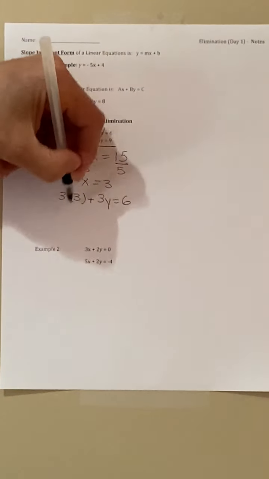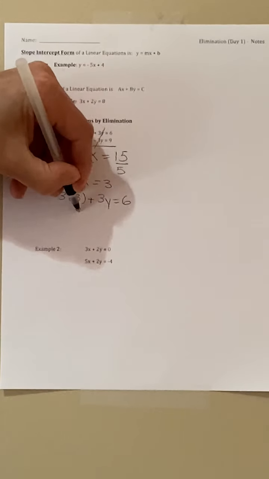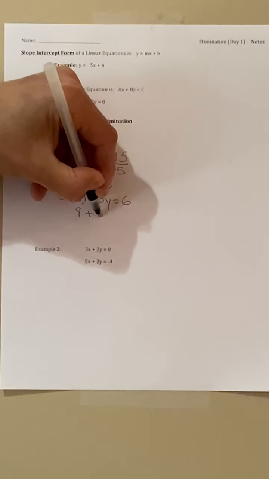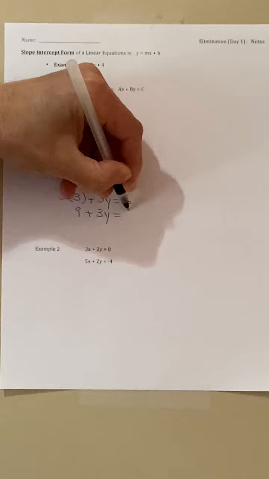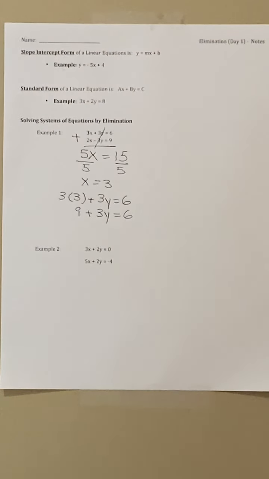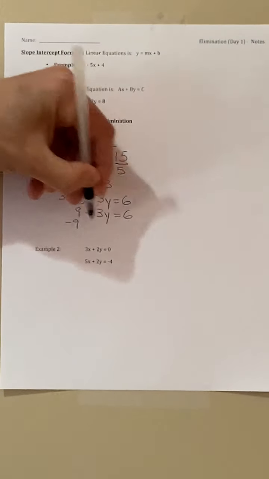Okay, now let's go ahead and solve this equation. 3 times 3 is 9. I have 9 plus 3y equals 6. Subtract 9 from both sides.